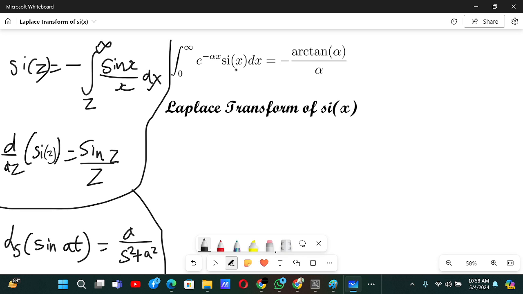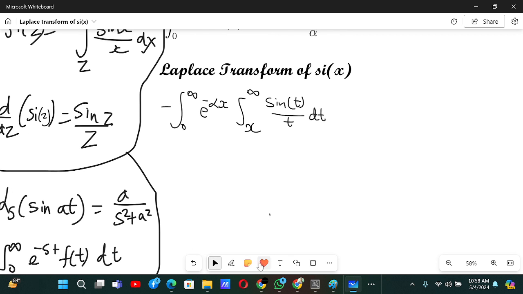Now to solve the problem, we will just use the integral definition of the Si function. Integral from 0 to infinity of e to the power minus alpha x, and the integral from x to infinity with a negative sign over here, and then Si of x is sine t by t dt. Now if we make a substitution, let's say y equals t by x, then the limits will change to numbers, and that is helpful.